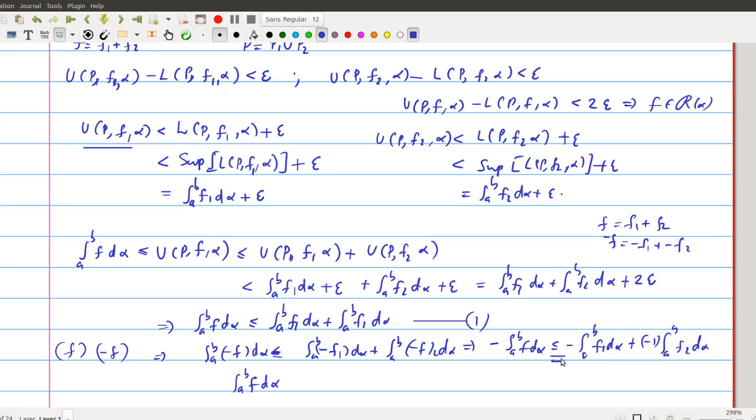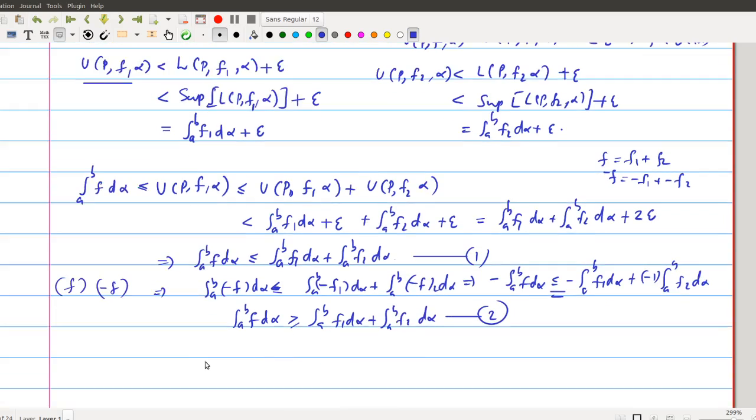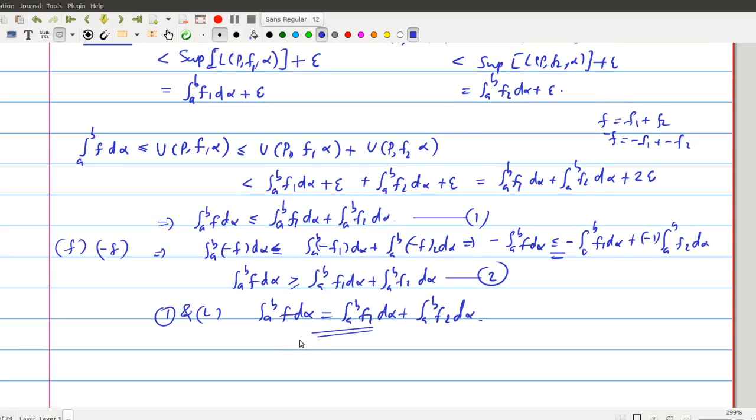Negative, cancel, is less than or equal to, greater than or equal to, integral A to B F1 d alpha plus integral A to B F2 d alpha. So this is equation number 2. So what is the conclusion, the consequence of 1 and 2? From 1 and 2 you can write integral A to B F d alpha equal to integral A to B F1 d alpha plus integral A to B F2 d alpha. So we have proved the additive property, or sum rule. This can be considered as the sum rule of integration.